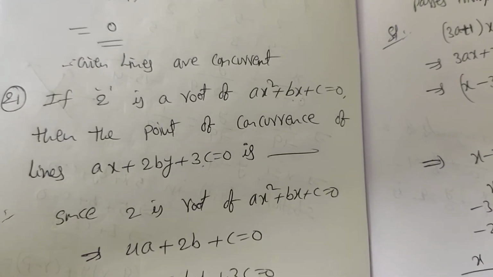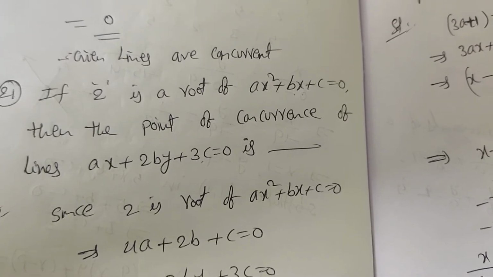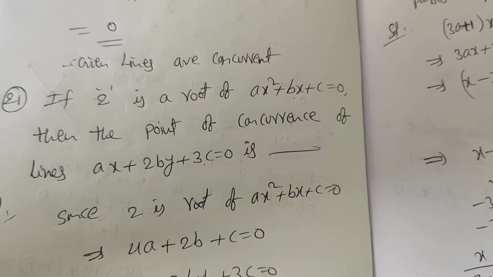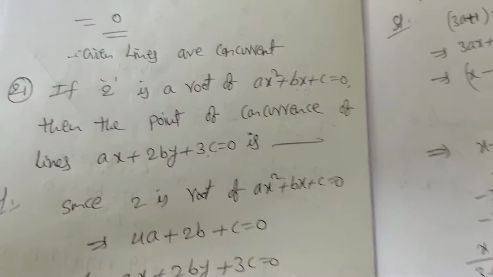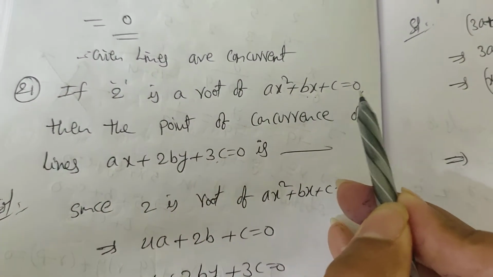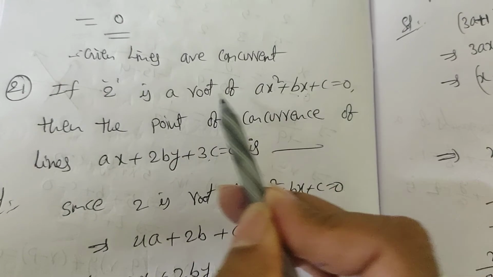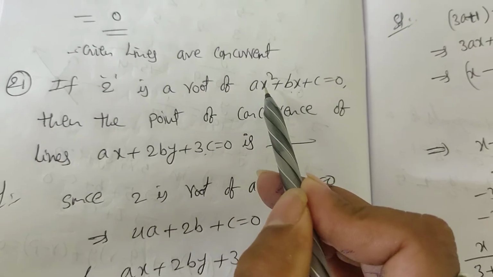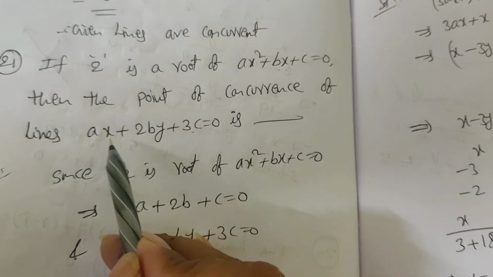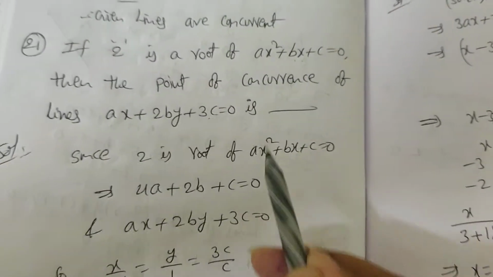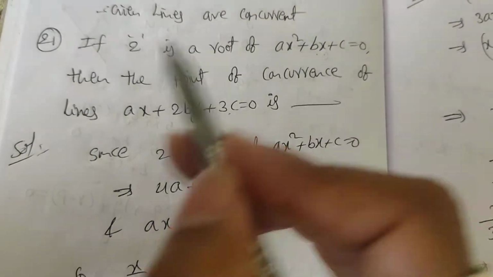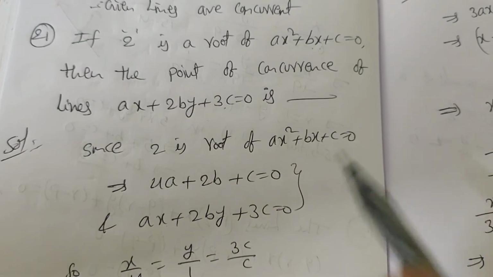If those are identical lines, you know how to apply: coefficients a1 by a2 is equal to b1 by b2 is equal to c1 by c2. Remember, it is already in 10th class also. So go for that method, you get the answer directly. Let me explain here. Given 2 is a root of ax square plus bx plus c is equal to 0, substitute 2 here because 2 satisfies this equation. 2 square is 4, 2b. That means 4a plus 2b plus c is equal to 0. And another condition, ax plus 2by plus 3c is equal to 0. If you observe these two line equations, this is based on concurrency only. This is a shortcut method.